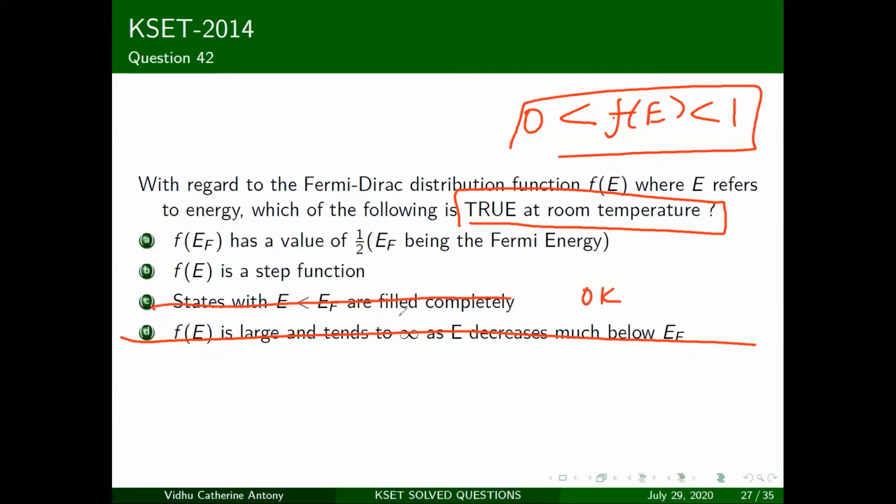Also, when do you have your Fermi-Dirac distribution as a step function? It is only when your temperature is equal to 0 Kelvin that you have a function like this, a step function. So it's definitely not room temperature. Now what you realize is that as the temperature goes higher and higher compared to 0 Kelvin, it goes this way. I think you might have done this even in your BSc.